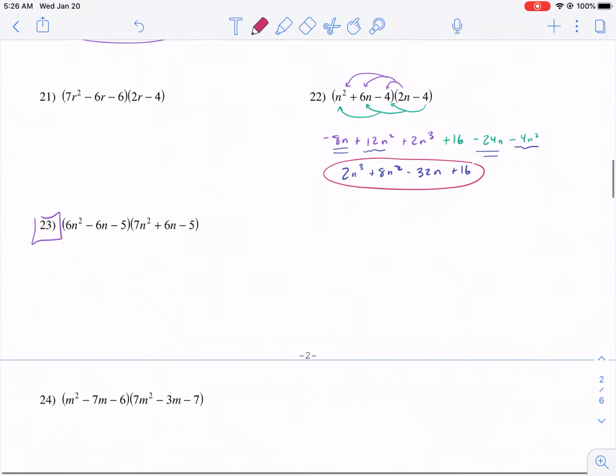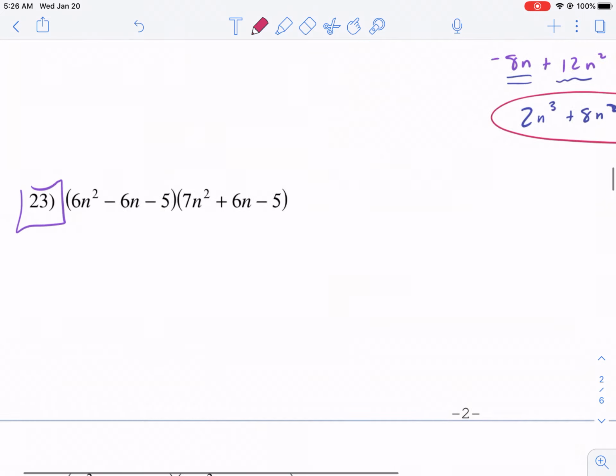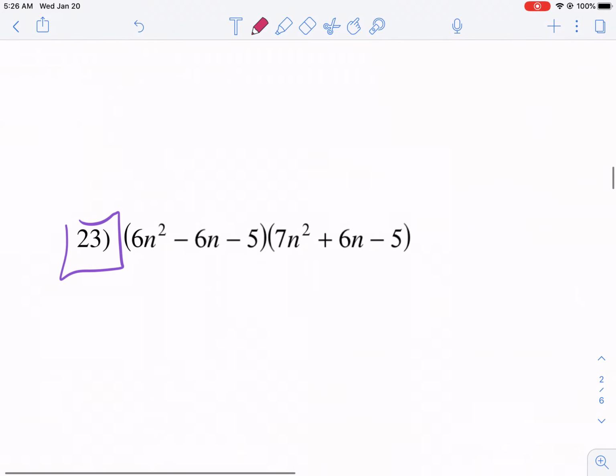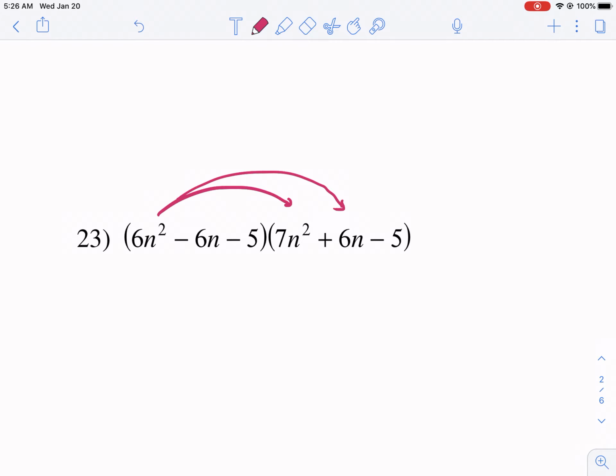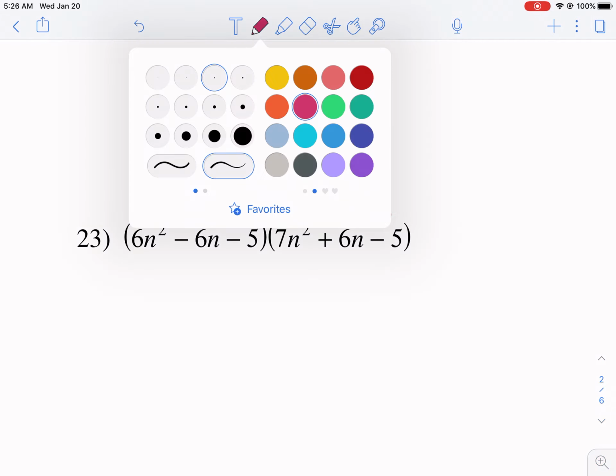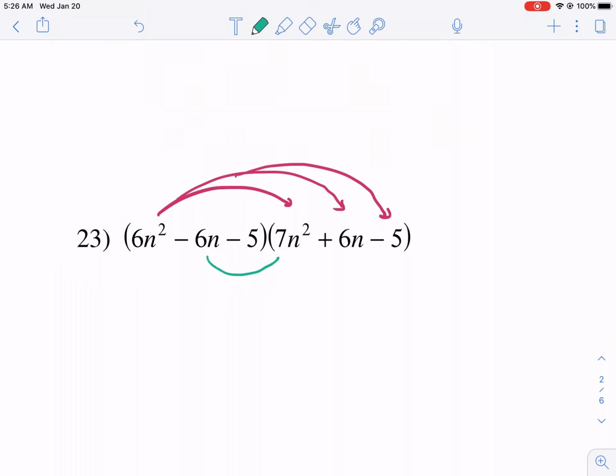Okay, last one. This one's fine to end on. 23 and 24 are the same. What happens here? Well, we have two parentheses, each with 3 terms, trinomials. So what I need to do is 3 different times match up this first term with all 3. Usually I would just go underneath, to all 3.